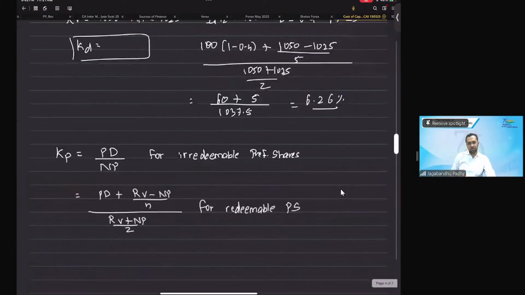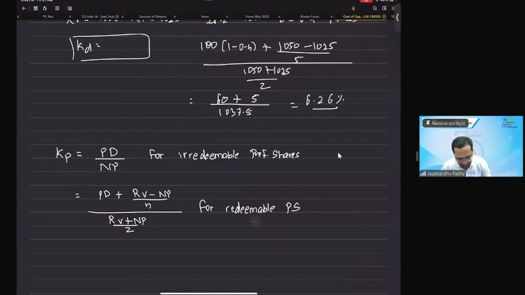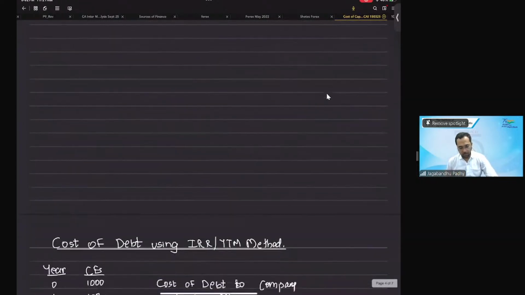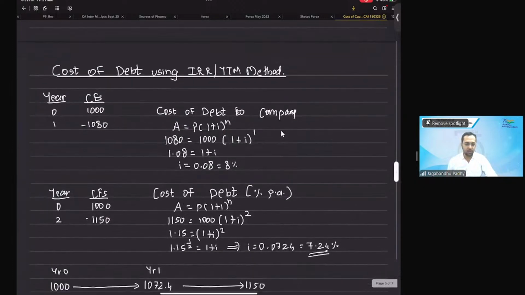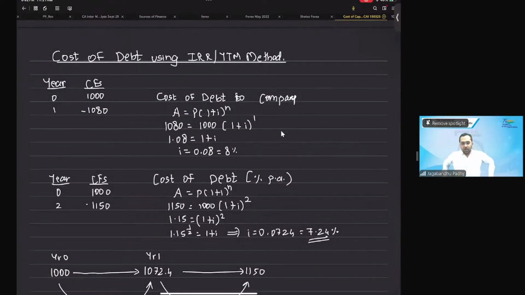Cost of preference shares, we say, is preference dividend by net proceeds. And similarly for redeemable preference share, it is preference dividend plus redemption value minus net proceeds upon N, the whole divided by redemption value plus net proceeds by 2. After that, we discussed how to calculate the cost of debt using the IRR or YTM method, right? So using internal rate of return or the YTM method.